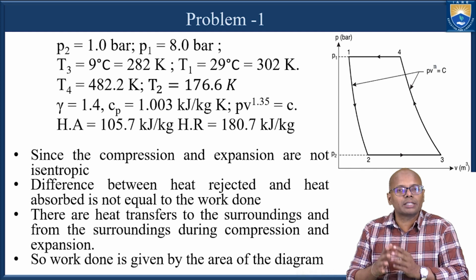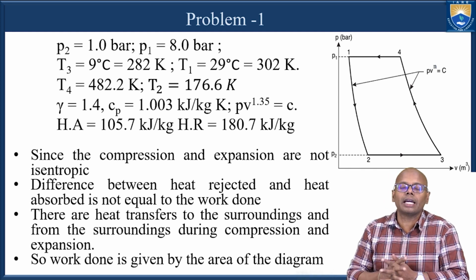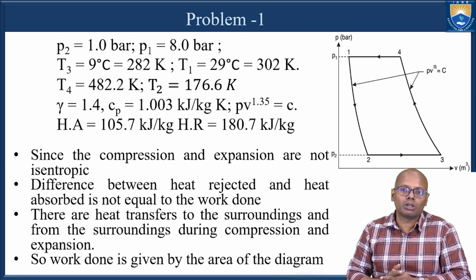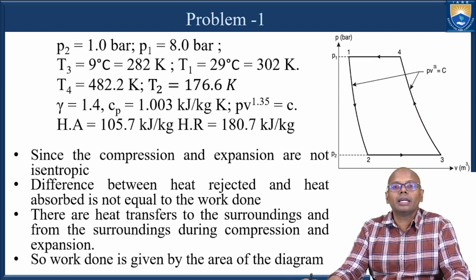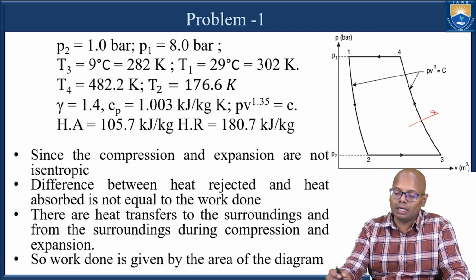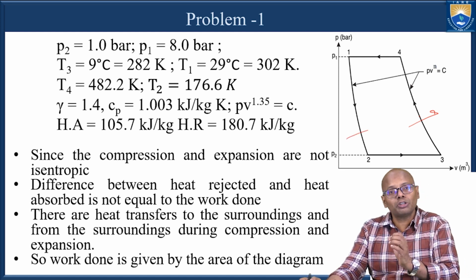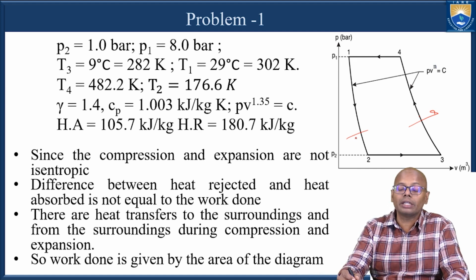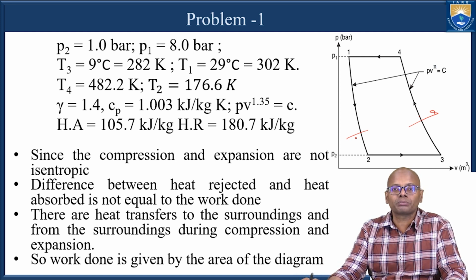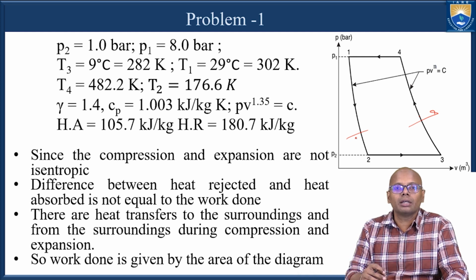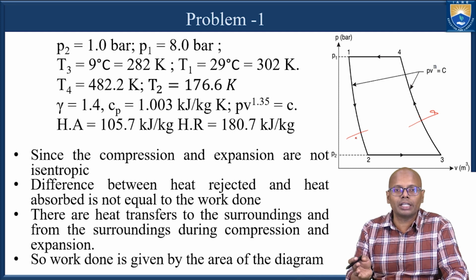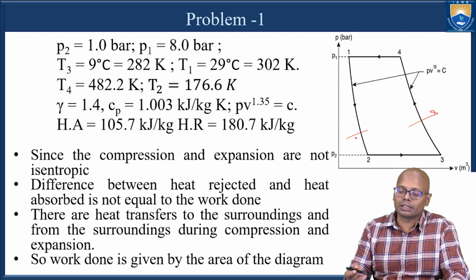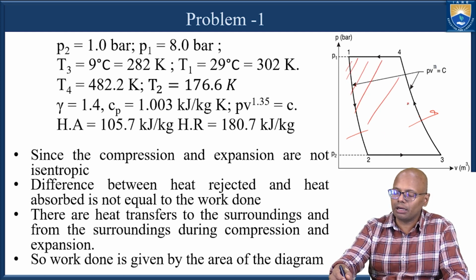Since here the expansion and compression processes are not isentropic, the difference will not be equal to the work done. Why? Because in the compressor and the expander there is heat transfer to the surroundings. If it is isentropic, there is no heat exchange with the surroundings during compression and expansion. But here it is a polytropic process, so there is definitely some heat exchange between the compressor, expander and the surroundings. That is why, to find the work done, I have to find the area under this graph.